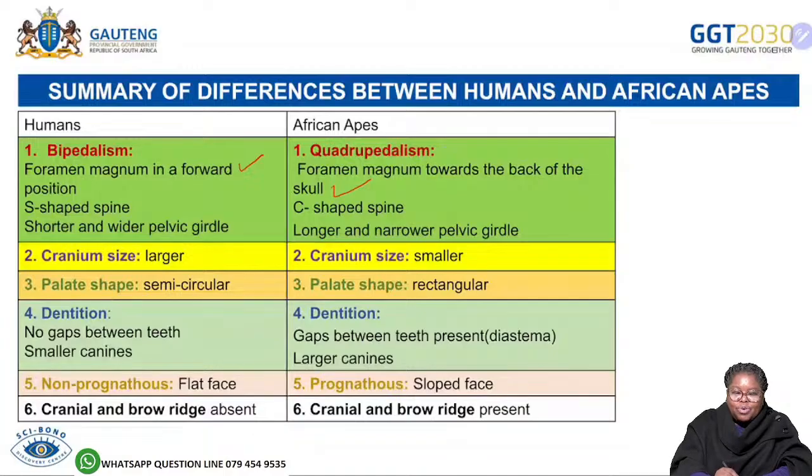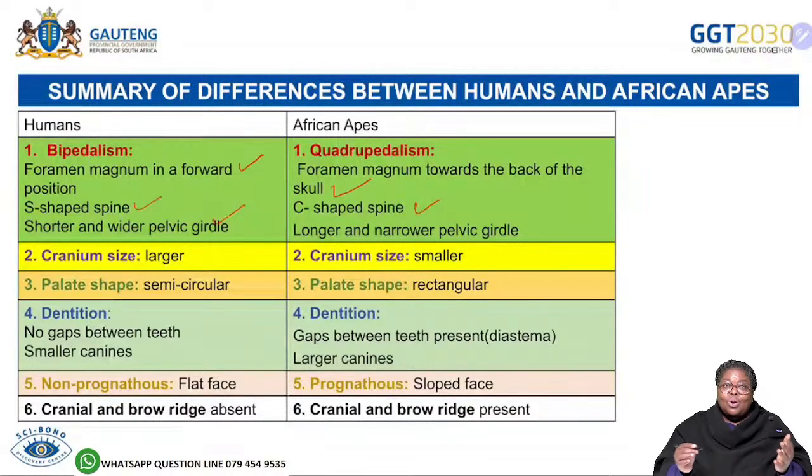And then in terms of the spine, you have seen the spine. With humans, it's S-shaped. With African apes, it's C-shaped. It's like a C shape. It's like an S shape. And then in terms of the pelvic girdle, we have seen that it is shorter and wider in humans, whereas in African apes it is longer and narrower.